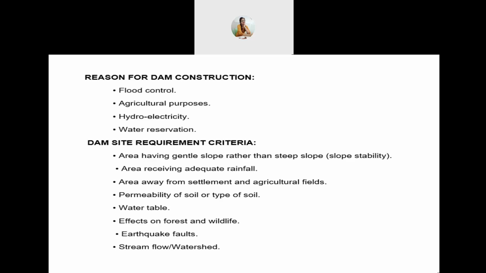What are the different dam site requirement criteria? The first one is area having gentle slope rather than steep slope, that is slope stability. Area receiving adequate rainfall, area away from settlement and agricultural fields, permeability of soil or type of soil, water table, effects on forest and wildlife, earthquake faults and stream flow or watershed.